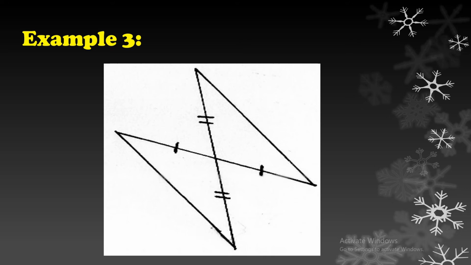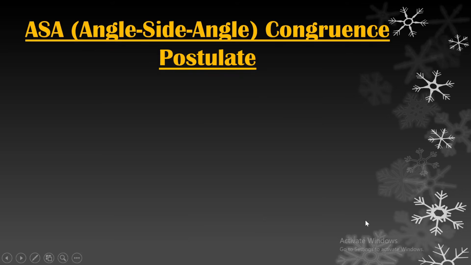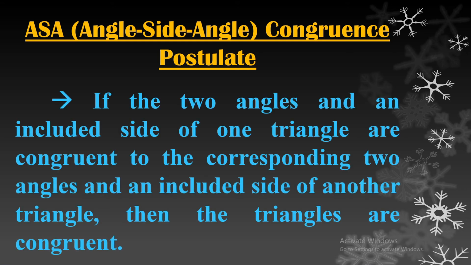Let's now have the second triangle congruence postulate. We have the ASA, or the angle-side-angle congruence postulate, which states that if the two angles and an included side of one triangle are congruent to the corresponding two angles and an included side of another triangle, then the triangles are congruent.